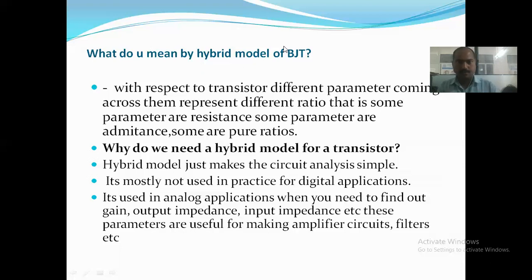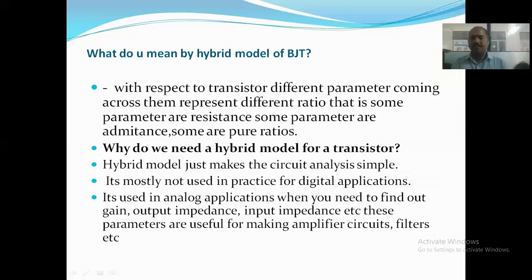Yes, sir. Okay. So in the last lecture, we saw the chapter on the hybrid parameter of the BJT. Before discussing the hybrid parameter, we first need to see why we need the hybrid parameter for the analysis of the transistor, and then we will start. For any analysis purpose, we require mathematical tools.